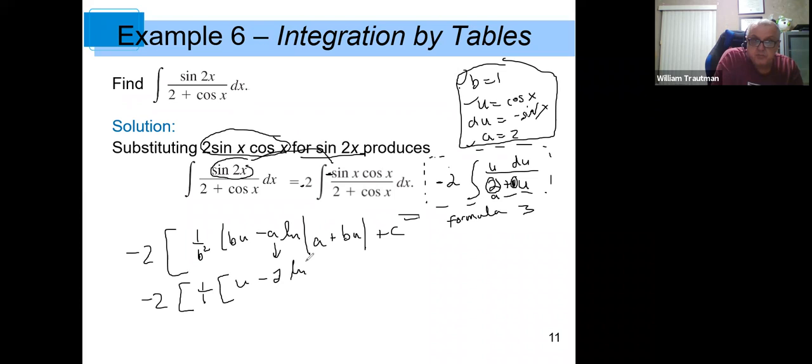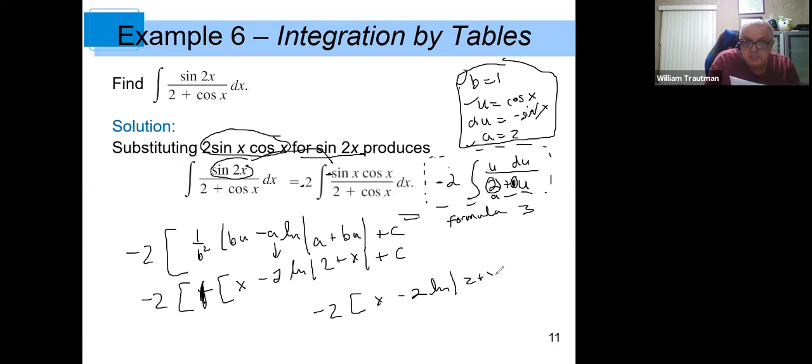Natural log. Oh, and we can change the u's to x's if we need to. Yes, we do need to. Then A is 2. B is 1, 1x, then u is x, plus c. 1 over 1 is just 1. So we end up with negative 2x minus 2 natural log of 2 plus x plus c.